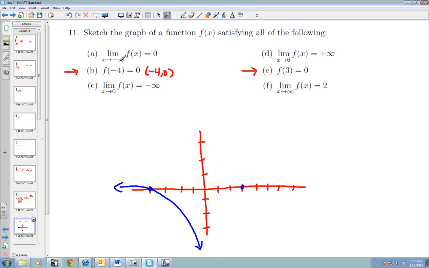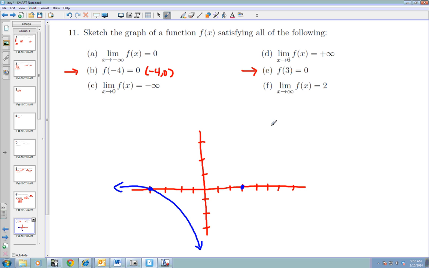The limit as x approaches negative infinity: as my graph goes to the left, it has to approach 0. So my graph has to get closer and closer to 0. It has to pass through the point -4, 0. And as the limit as x approaches 0, as my graph gets closer and closer to 0, my y values have to go down. This one says the limit as x approaches 6, so 1, 2, 3, 4, 5, 6, as it approaches 6, my graph's going to go up. And then it says the limit as x approaches infinity is going to be 2.